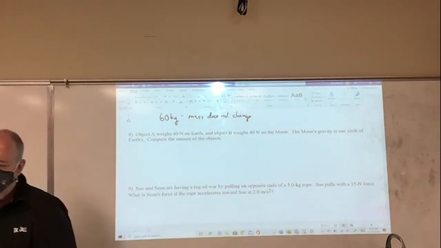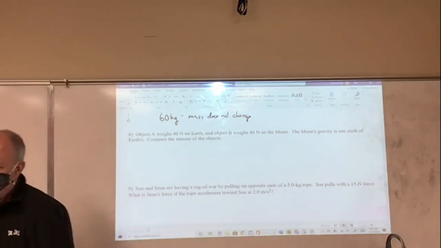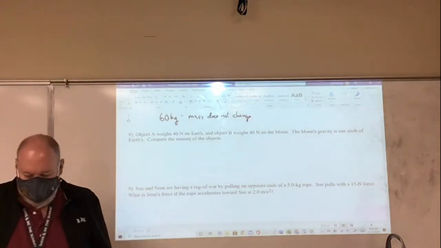Okay, so what's one way that you can do something like this that you're probably using right now? Are you just actually calculating the mass of both of them? Yes, that's exactly what I just did. Okay, so you could calculate the mass of both of these.